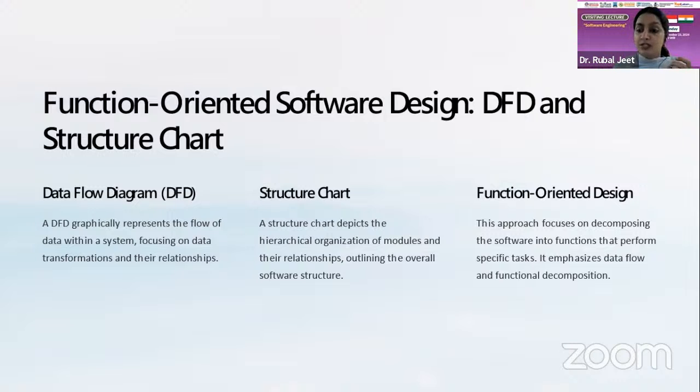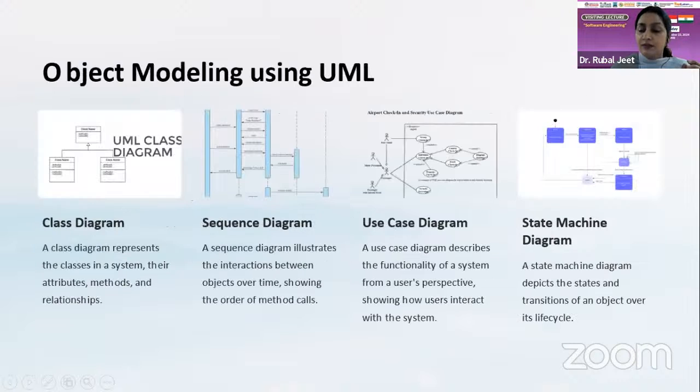Then we have functional-oriented design, meaning one function is performing a specific task that is bound with another data flow, and functional decomposition is there. So when you are working with function-oriented software design, you need to work well with the DFD and your structure chart. If these things are perfect, then your program or your work is also perfect if you're dealing with software engineering projects.